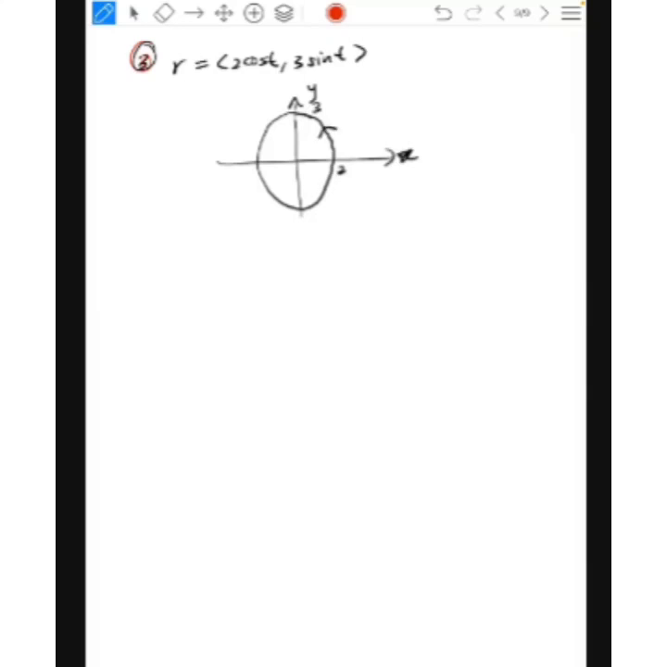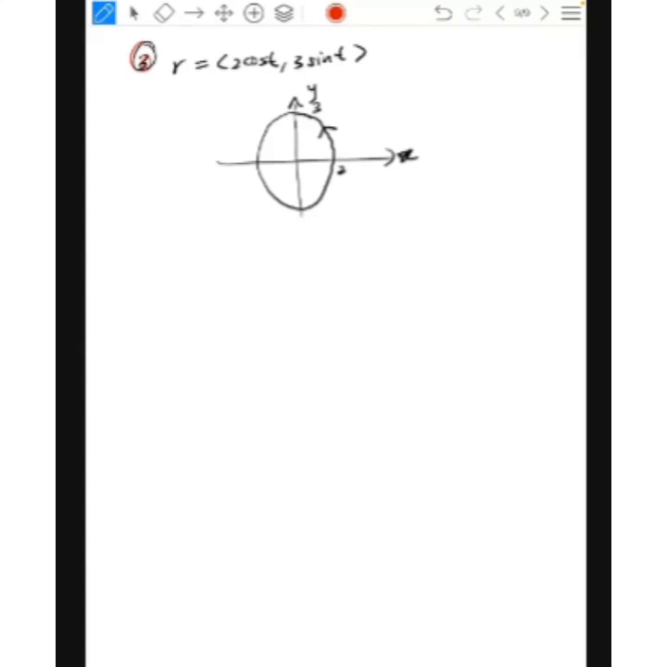Two cos t and 3 sin t. Okay, so this ellipse is long along the y-axis. So you have 2 and 3 here. And then x is cos, y is sin, so it will be in the counterclockwise direction, so it goes up.